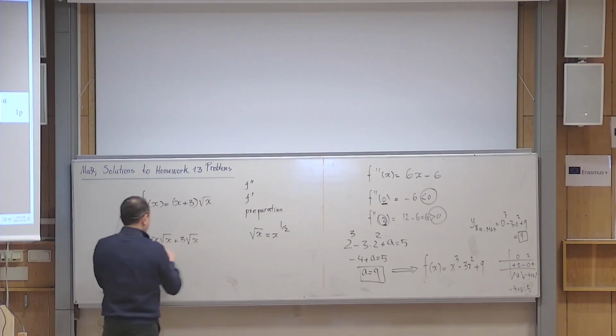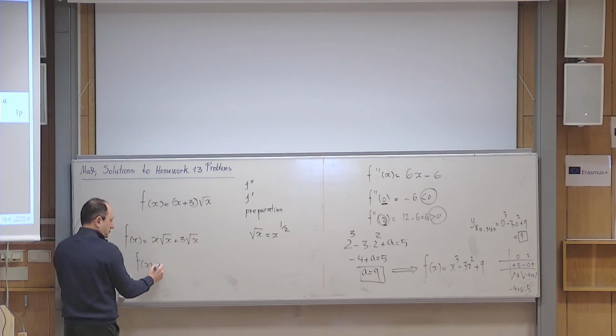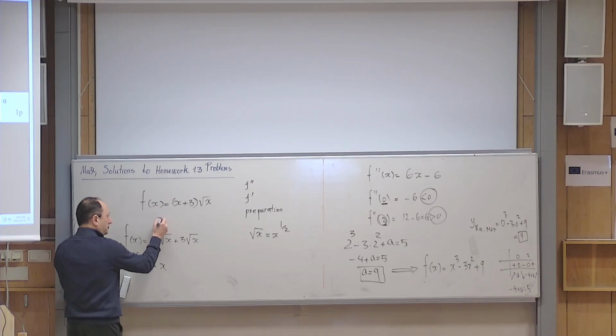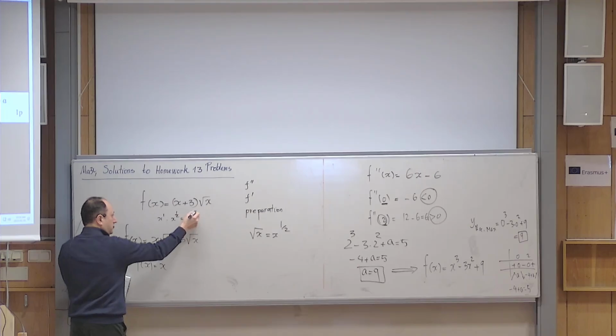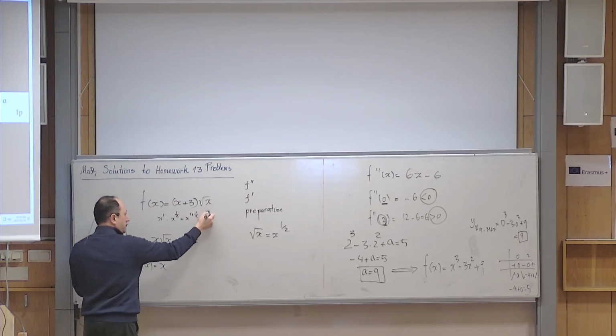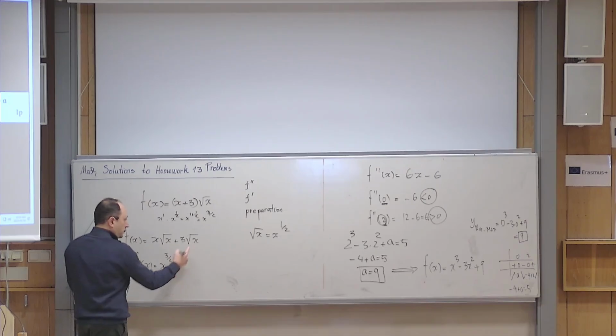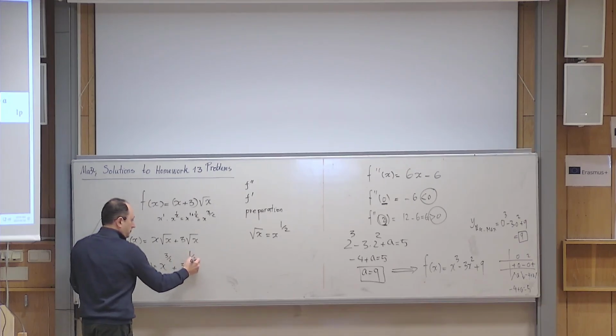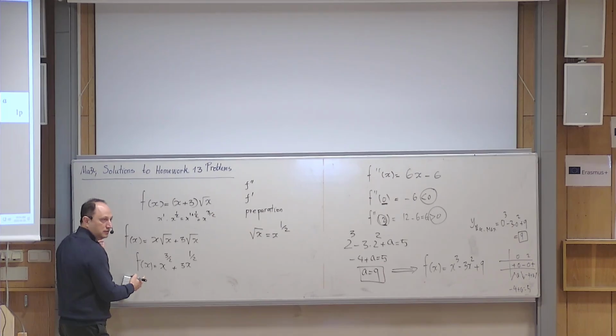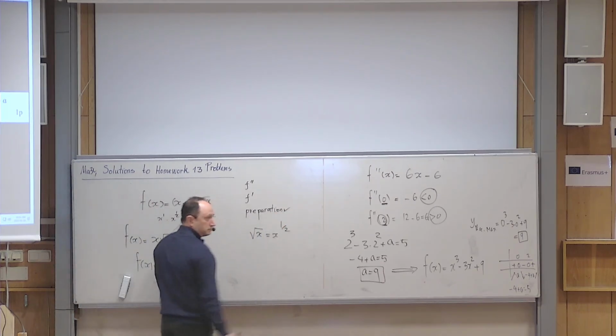Multiply this by x in your head. X to the power of. This power is 1. This power is 1 half. It means x to power 1 plus 1 half. It means x to power 3 halves. Okay, at this level, you should be really quick in these things. Okay, and then this one, x to power 1 half. Is it prepared? Yes. So this one is done.